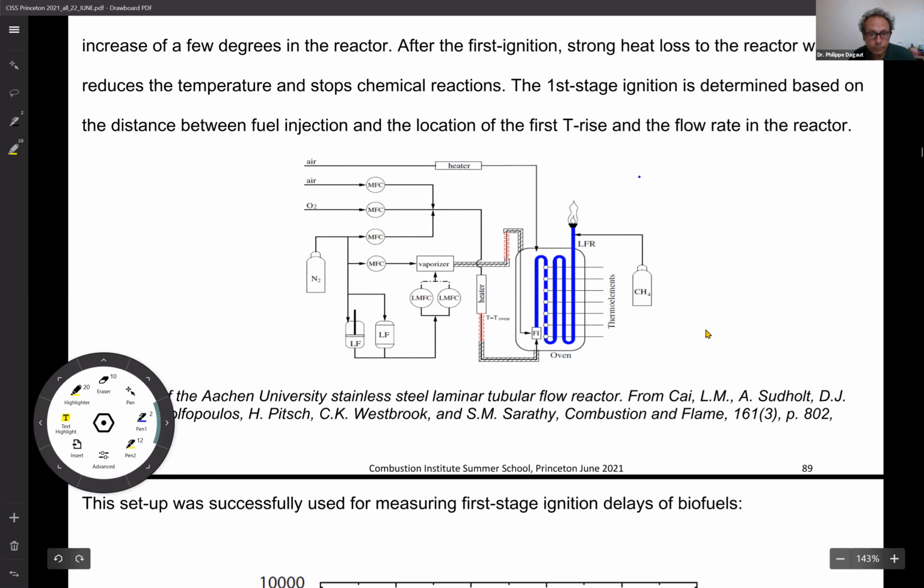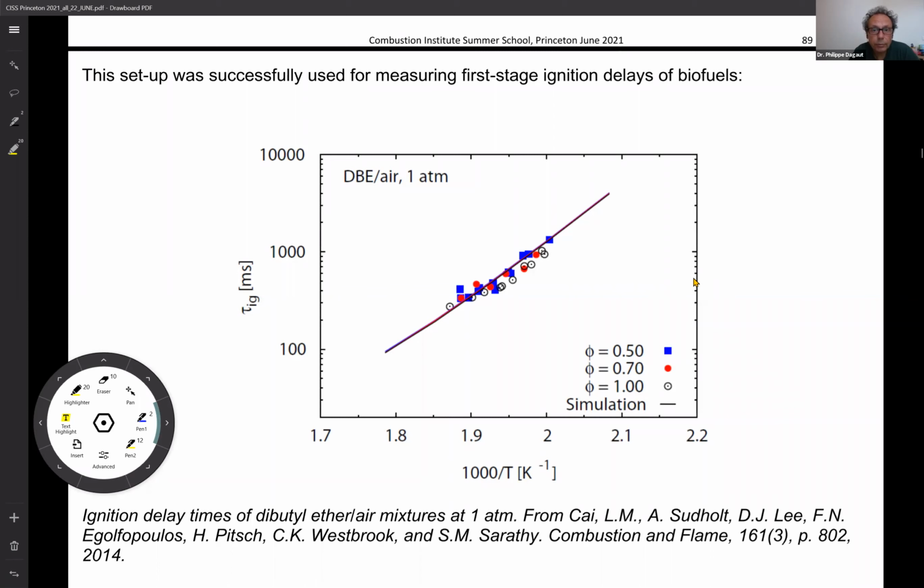And this is the kind of result they could obtain. It was for dibutyl ether air oxidation at 1 atmosphere. And the data are compared to modeling, and it looks like there is a good agreement here for the oxidation of this fuel at relatively low temperature, between 500 and 700 K, something like that.